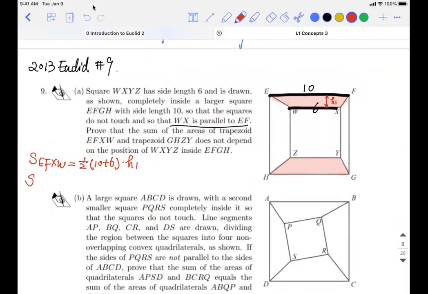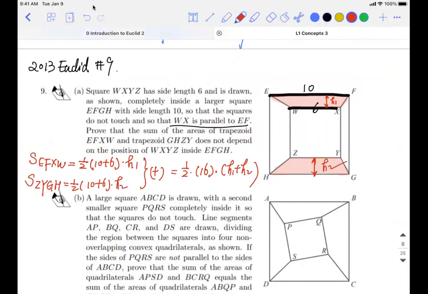Then what about the lower trapezoid, ZYGH? It's 1/2 times 10 plus 6 times H2. You're going to add them together, so that's going to be 1/2 times 16 times H1 plus H2, because you have one square inside another square. So what is H1 plus H2? That's easy. H1 plus H2 exactly equals 10 minus 6. The difference between these two squares will be H1 plus H2. Regardless of how you move the smaller one inside, it's always the same. So that is equal to 32.